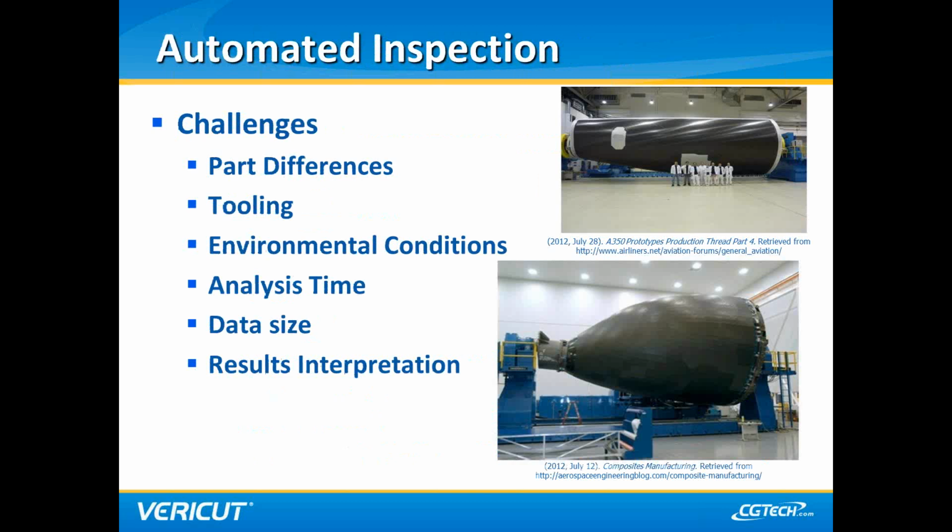So, there's quite a few advantages, but why haven't we got to a point where we have an automated inspection system? Well, frankly, it's pretty difficult. There's been quite a bit of work done. We're going to talk about some of that work, not all of it, but some of it in the next few slides here. But you do have many differences in your part, whether it be your actual part layup, the size of it, the tooling associated with it, some of your environmental conditions.